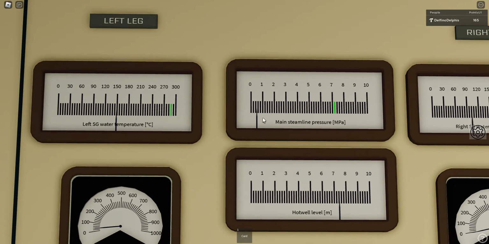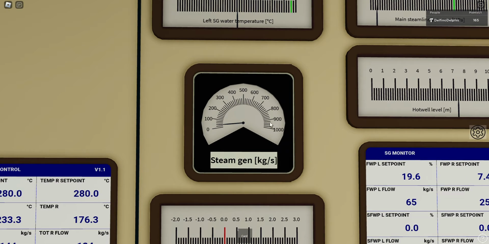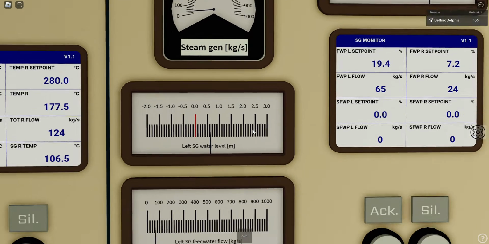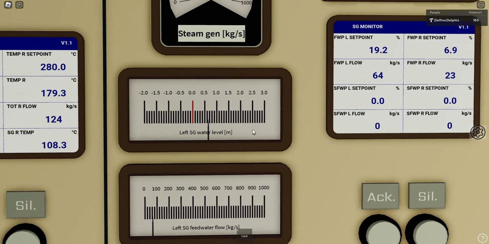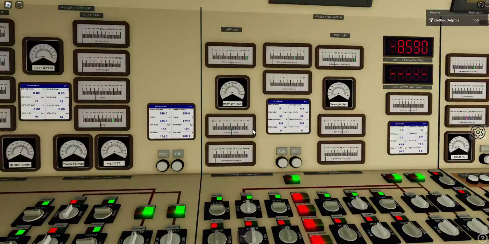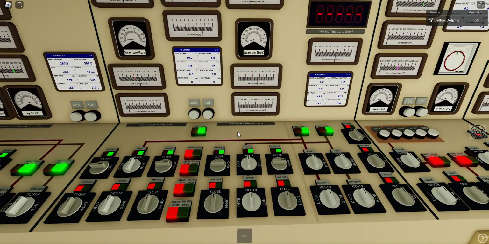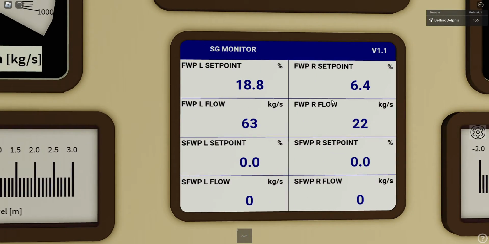So this is the temperature of the water in the secondary. You can see it's already above 100 degrees, so the water is boiling. You can see there is some steam generation, and while the steam is being generated, you of course want to feed the steam generator with the same amount of water. So this is handled by the feed water pumps. Now they are on auto control.